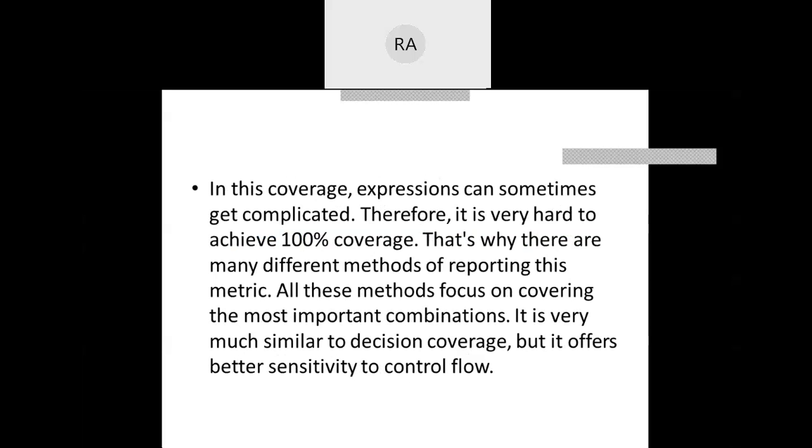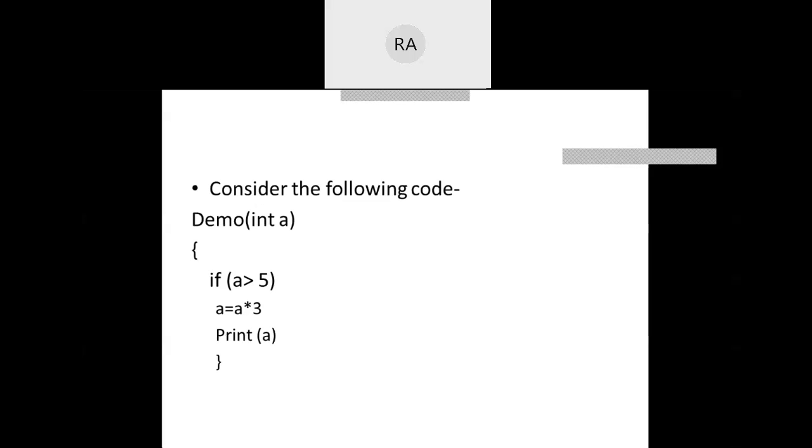Here it focuses on considering various combinations, and it offers better sensitivity to control flow. And we have gone through one formula, that is how we measure decision coverage: number of decision outcomes exercised divided by total number of decision outcomes.